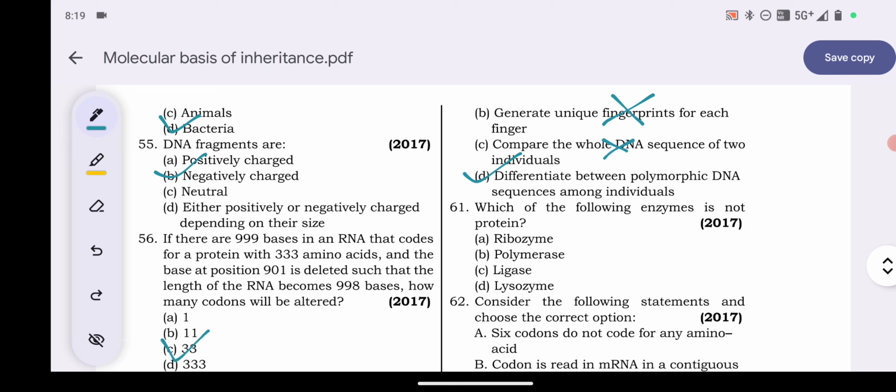Next, question number 61. Which of the following enzymes is not a protein? Ribozyme, polymerase, ligase, lysozyme. Here the answer will be option A, ribozyme. Ribozyme is a non-protein RNA molecule which is capable of catalyzing specific biochemical reactions. So ribozyme is the answer.